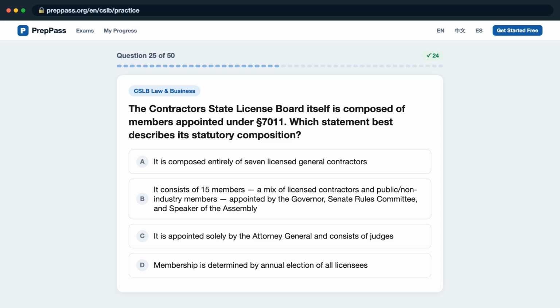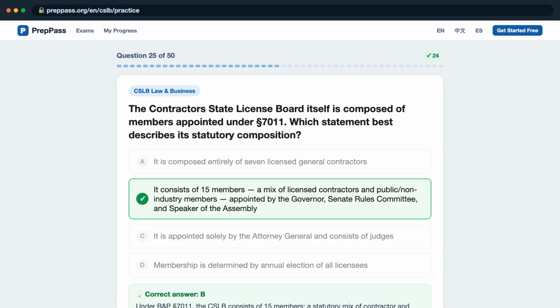Question 25. The contractor's state license board itself is composed of members appointed under Section 7011. Which statement best describes its statutory composition? Is it A, it is composed entirely of 7 licensed general contractors? B, it consists of 15 members, a mix of licensed contractors and public/non-industry members, appointed by the Governor, Senate Rules Committee, and Speaker of the Assembly? C, it is appointed solely by the Attorney General and consists of judges? D, membership is determined by annual election of all licensees?